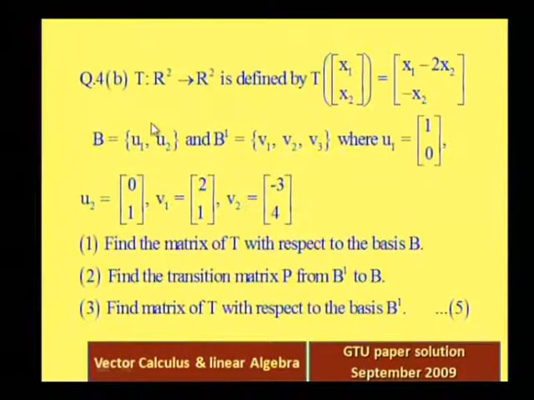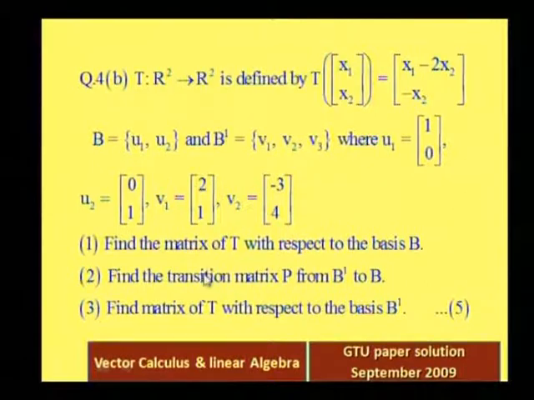Here is question 4b. T from R2 to R2 is defined by T of (x1, x2) equal to (x1 minus 2x2, minus x2). B is equal to {u1, u2} and B dash is equal to {v1, v2}, where u1 is equal to (1, 0), u2 is equal to (0, 1), v1 is equal to (2, 1), v2 is equal to (minus 3, 4). So here this B dash is just v1 and v2. Just make sure of this correction.